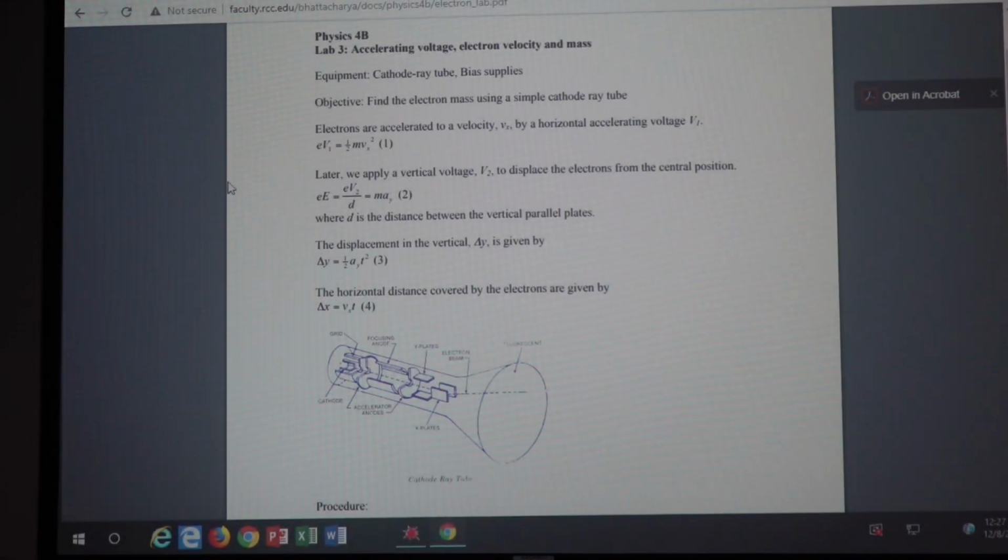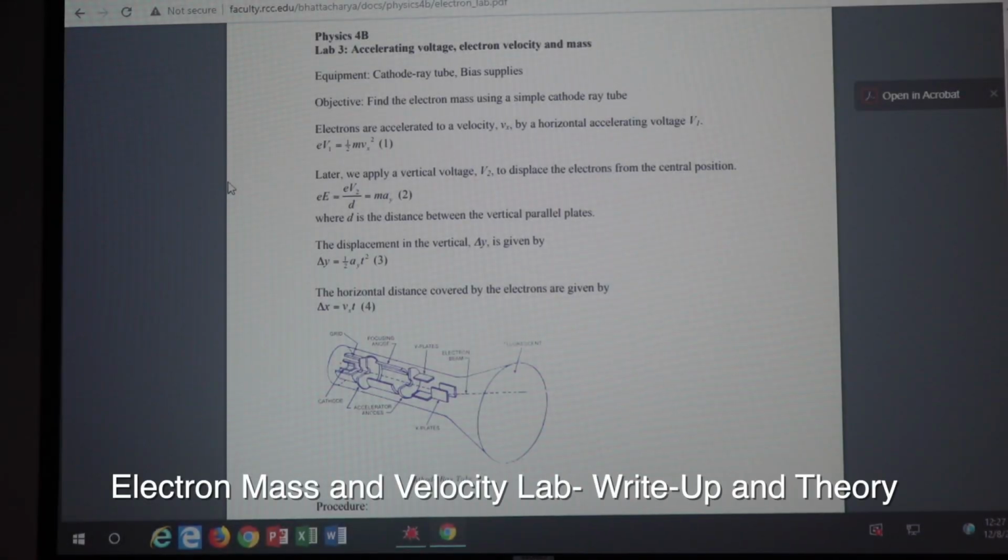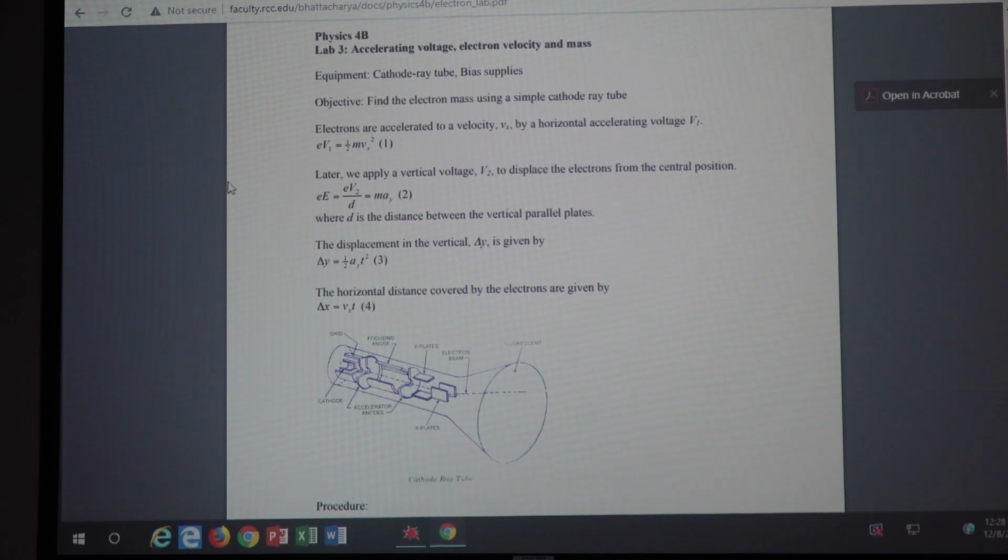Okay, welcome to the lab. We're going to look at electron velocity and mass using a cathode ray tube. You'll soon see what the tube actually looks like.